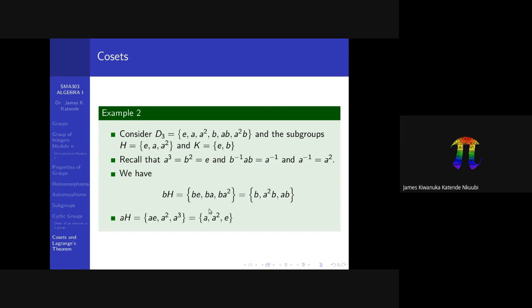So if you pick an element A in H, then AH will simply be AE, A squared, A cubed, which gives you A squared, E. Again, you still get H. So if you pick any element already in the subgroup, for instance A and A squared, they're already in the subgroup they generate, and the left coset will just be the subgroup itself. You can see that.